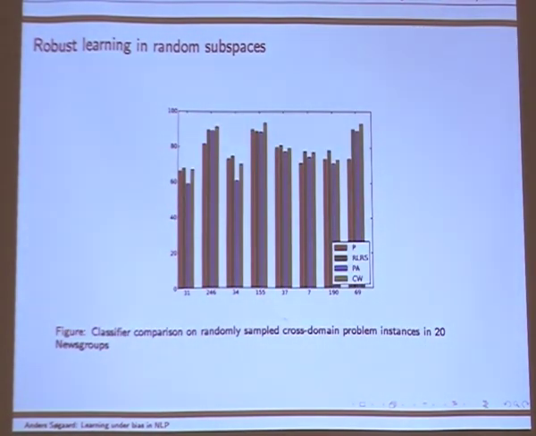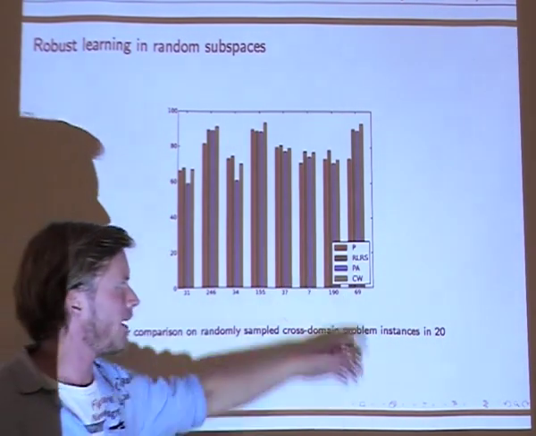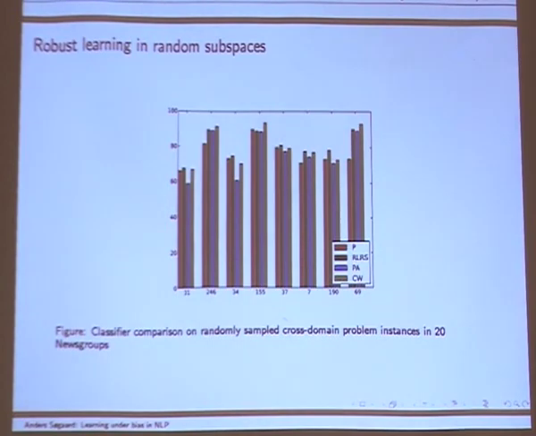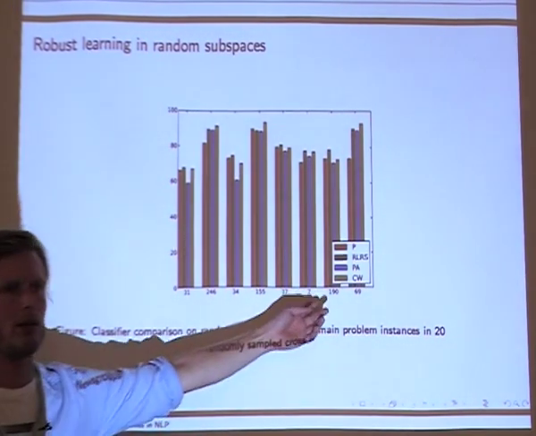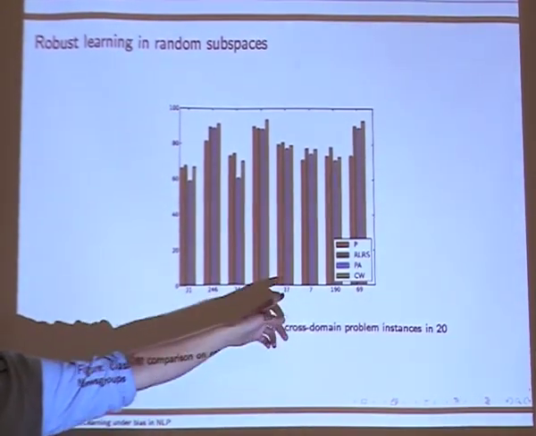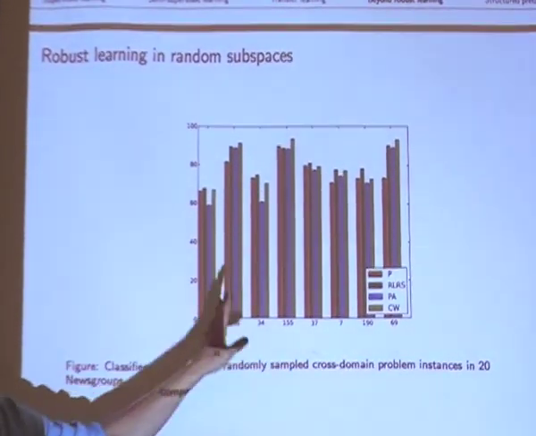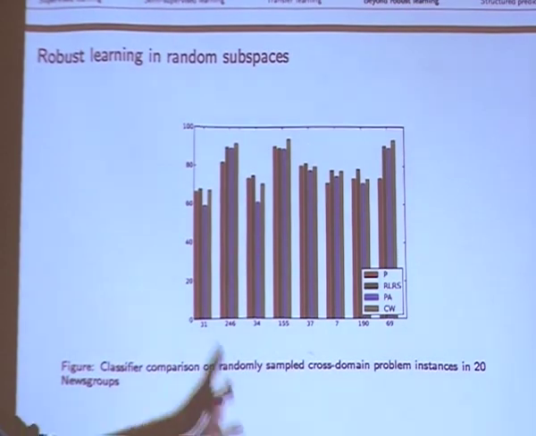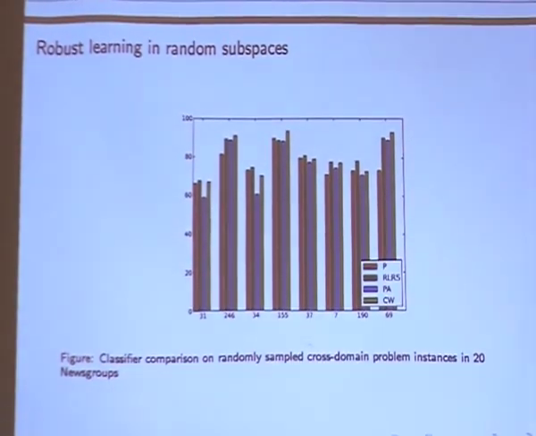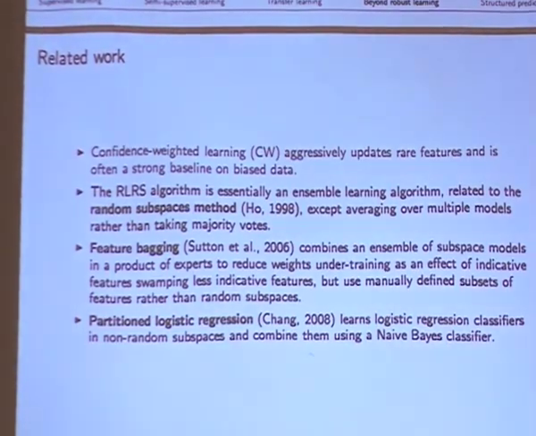This is comparing our model against more advanced learning algorithms. The interesting note here is that confidence-weighted learning, which is a recent learning algorithm, some of you might know it, is actually doing really well on cross-domain data sets, it seems. And I think it's an interesting question why that is so.